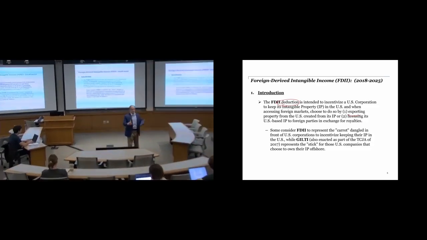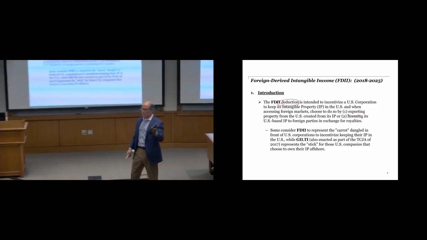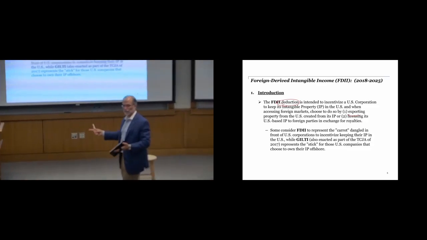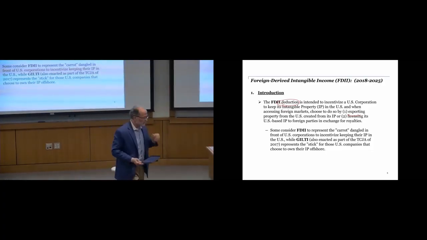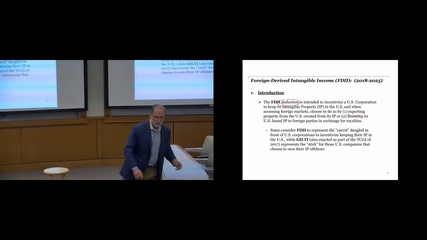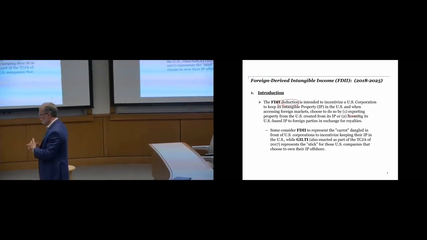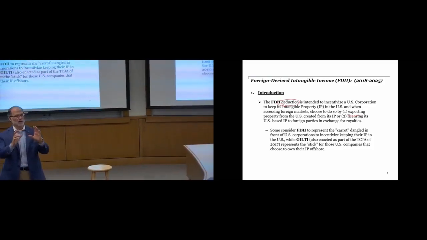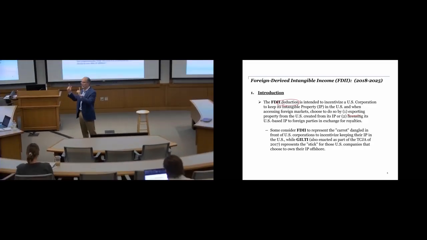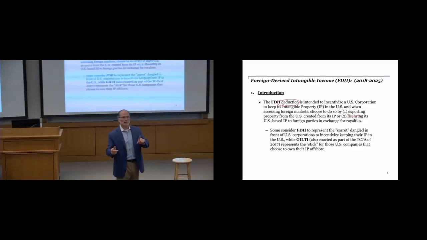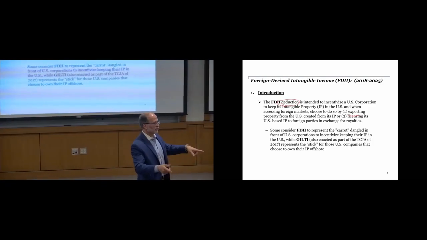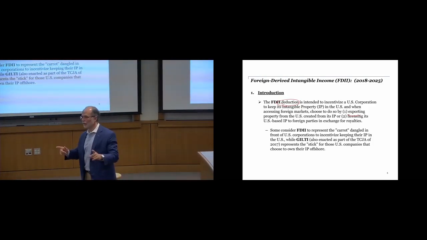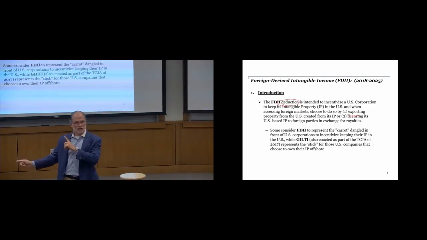Remember, this came in Trump 1.0, same time as GILTI. The designers of these regimes felt that the tax code incentivized taxpayers to hold their IP offshore. Okay? You can find popular press articles about Apple and how much of their intellectual property is owned in Ireland. Okay?